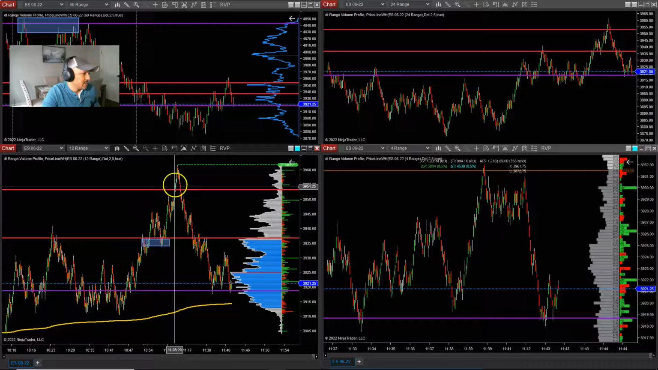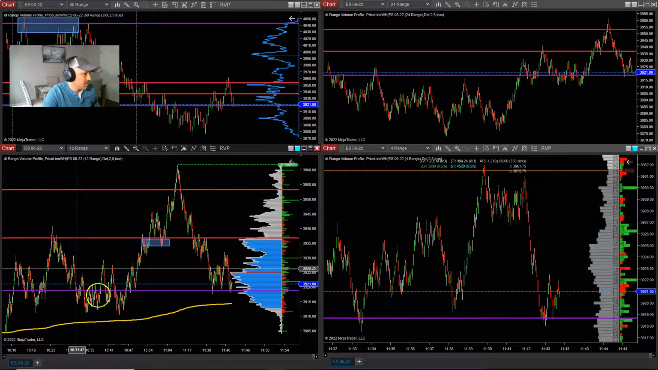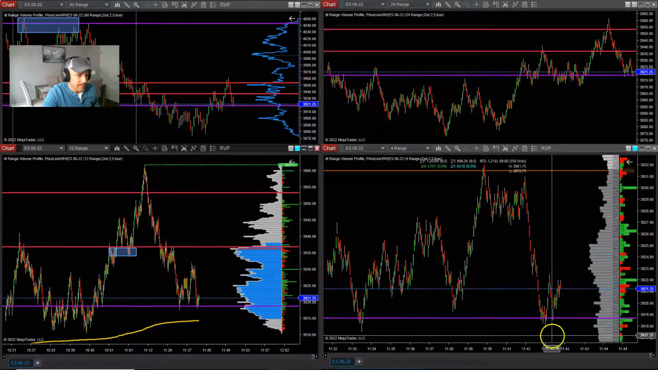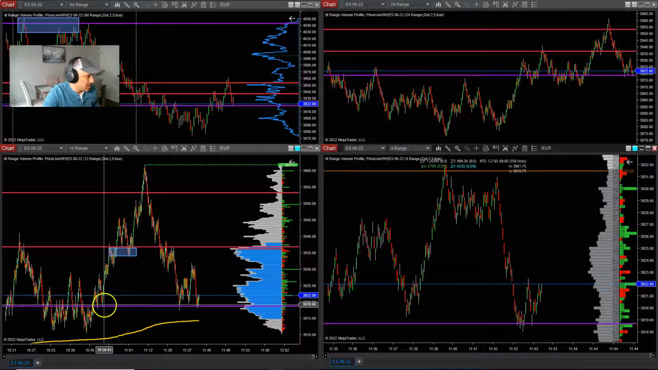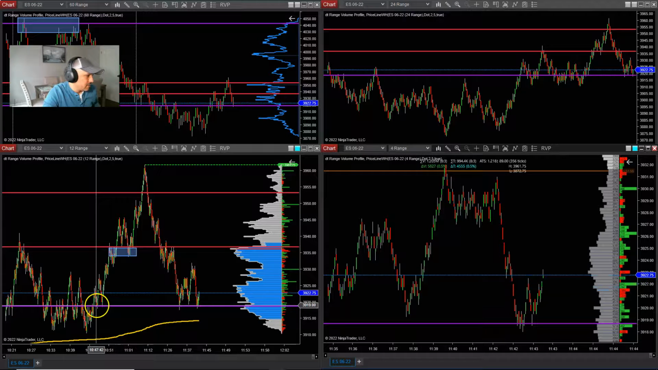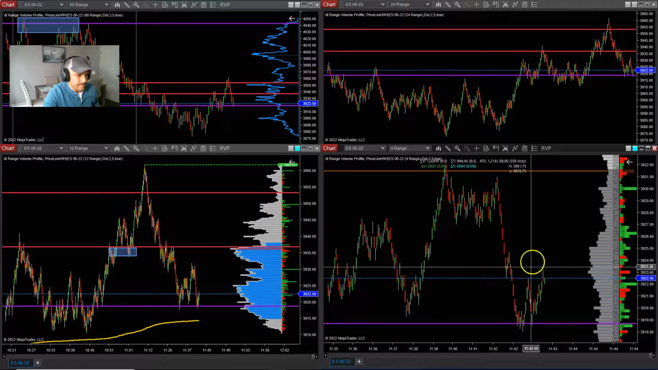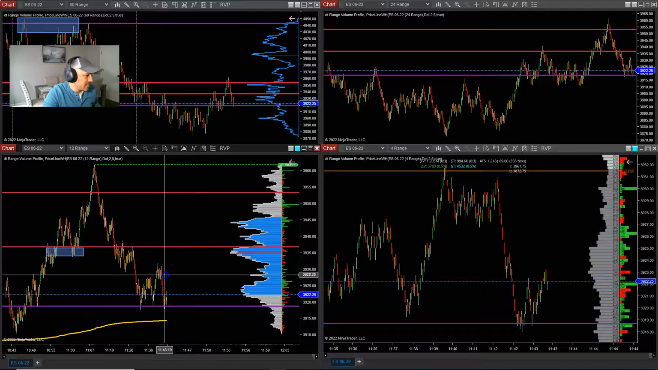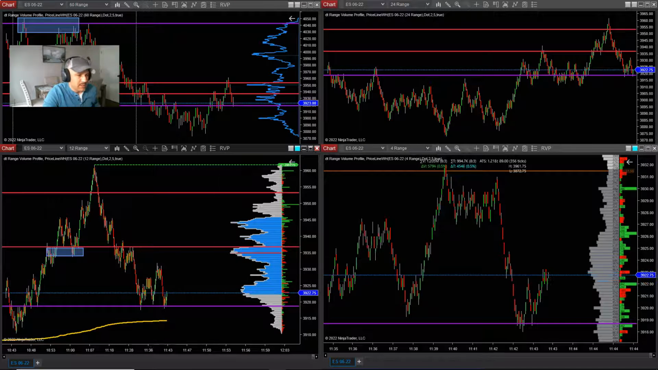Price is trading within this leg right here on this swing to the upside. So it's bouncing off this area over here. Let's see what happens right here. Be careful because you have this high right here and you have resistance right there.